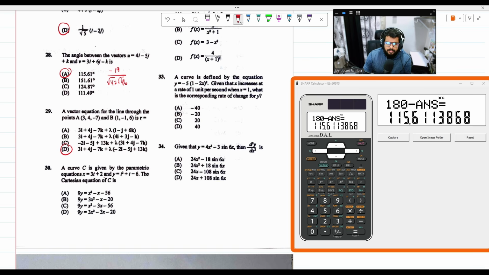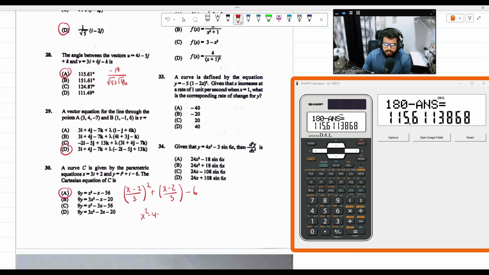A curve C is given by the parametric equation x and t. I know it was minus 56. I think it was A. So let me confirm it is indeed A. So x minus 2 over 3, that's going to be t. So it's t squared plus x minus 2 over 3.